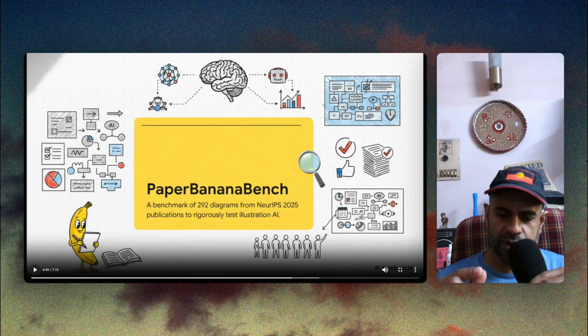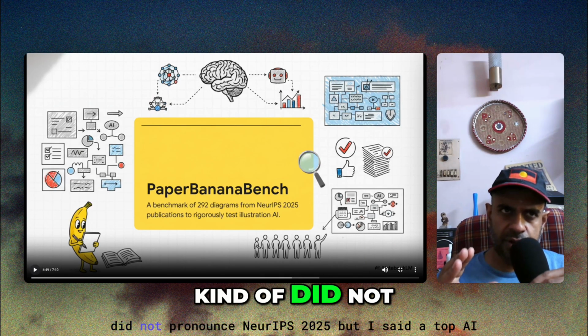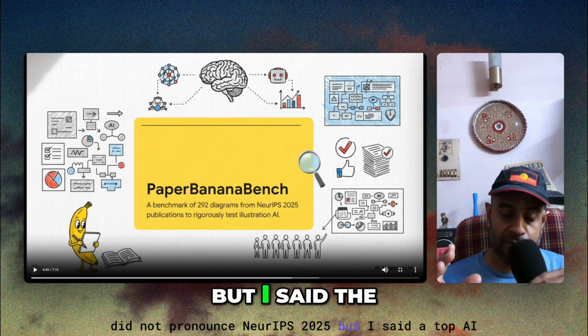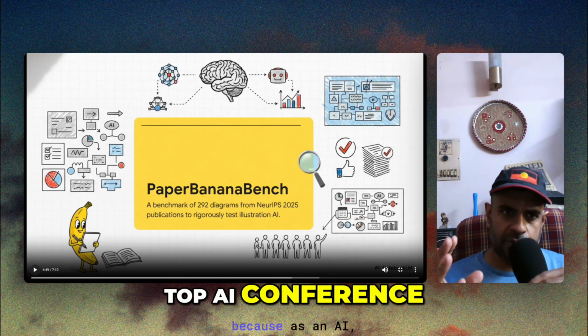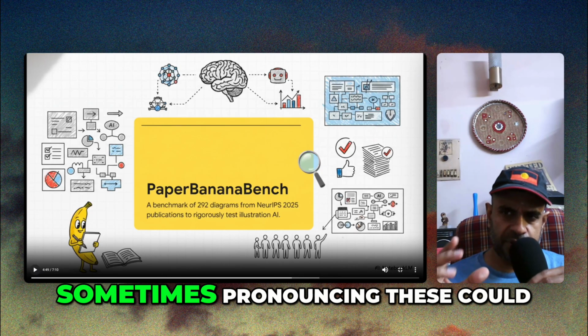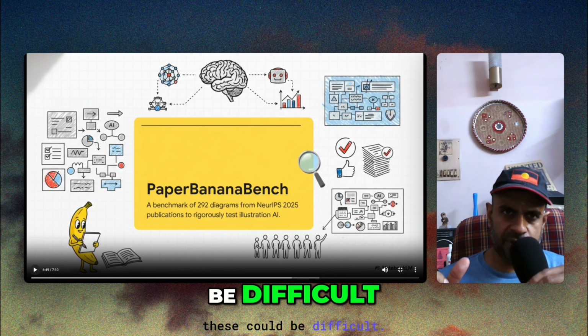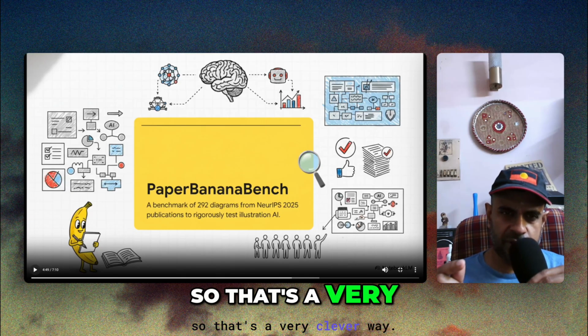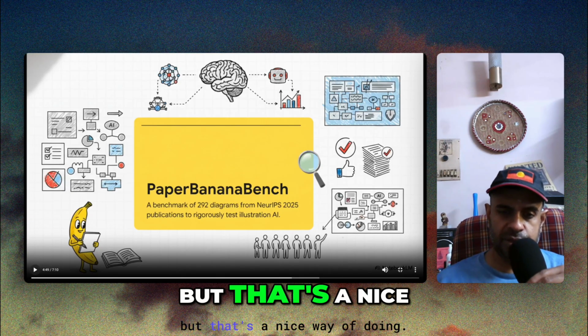There's a very small point here. It kind of did not pronounce NeurIPS 2025, but I said the top AI conference, because as an AI, sometimes pronouncing these could be difficult. So that's a very clever way. I don't know how it was prompted, but that's a nice way of doing it.